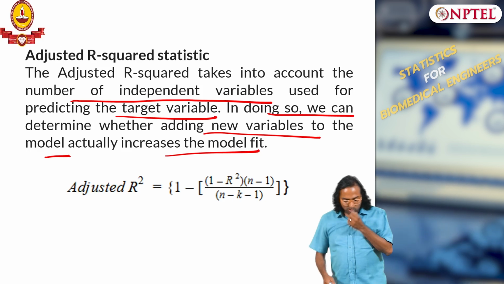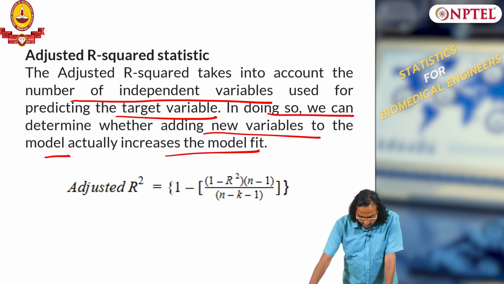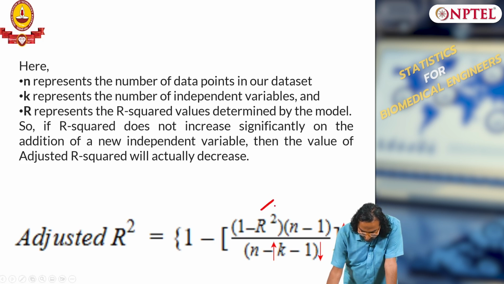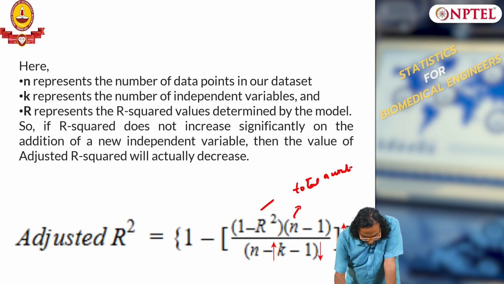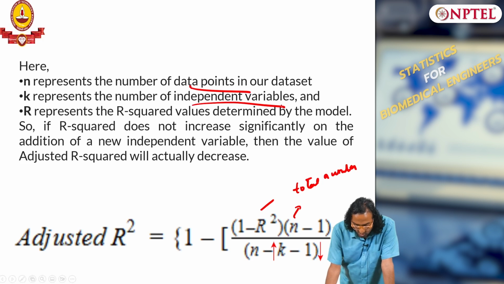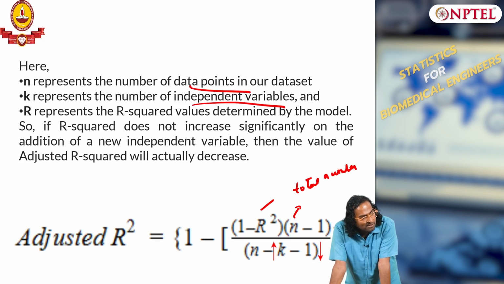So adjusted R square, if you look at it, this is your regular R square, and n is the total number of data points and k is the number of independent variables. So if k increases, what will happen? Adjusted R square will decrease, right, and vice versa.